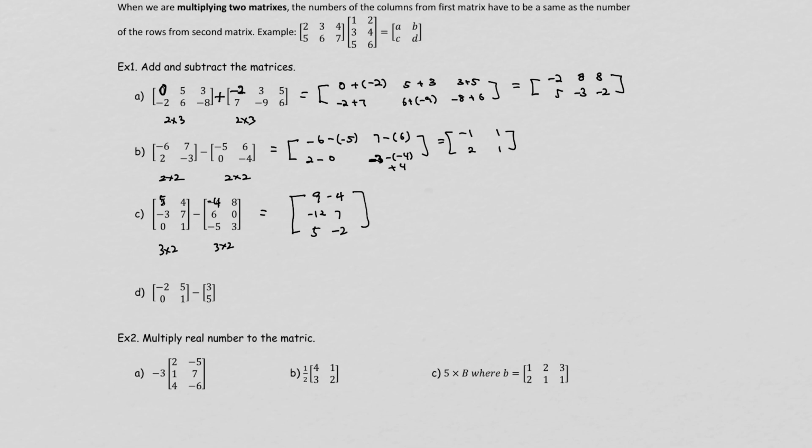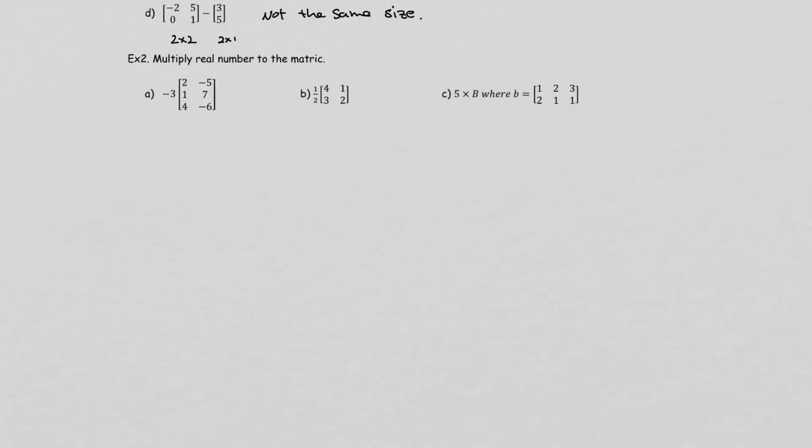What about the next one? This is a 2 by 2 matrix. This is a 2 by 1 matrix. Because they're not the same size, you will not be able to do subtraction. Not the same matrix, or same size.